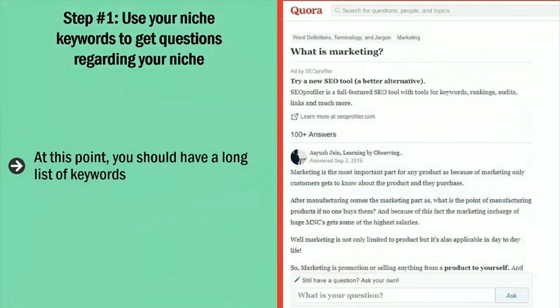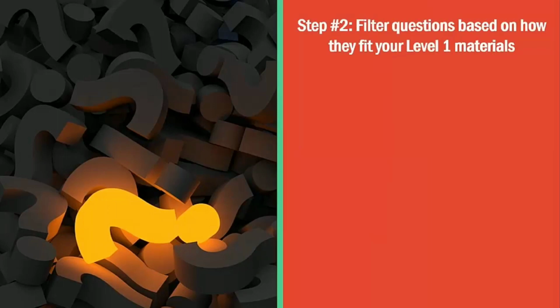Step number 1. Use your niche keywords to get questions regarding your niche. At this point, you should have a long list of keywords. These are keywords that are directly related to the products that you have selected. Enter these keywords into Quora's search box. You should be able to retrieve at least some questions related to your niche. Step number 2. Filter questions based on how they fit your level 1 materials.